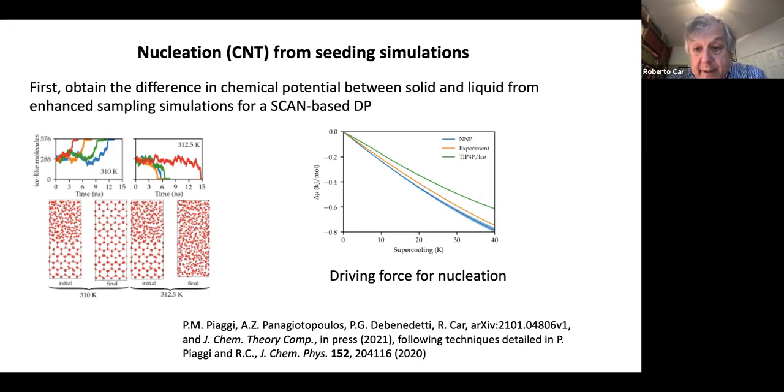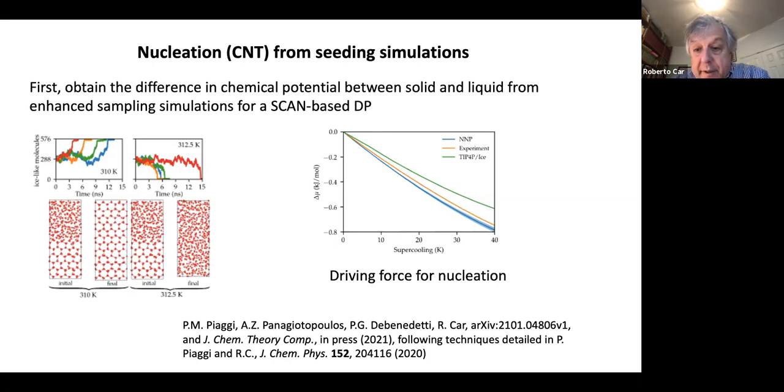And we can see that as a function of the supercooling, the difference in chemical potential can be obtained with enhanced sampling simulation, techniques again developed in Parrinello's group, and I've been happy to have the opportunity to collaborate with Pablo Piaggi, who received the PhD under the direction of Michele and is now a postdoc at our center at Princeton University.